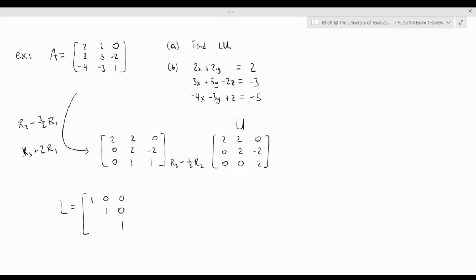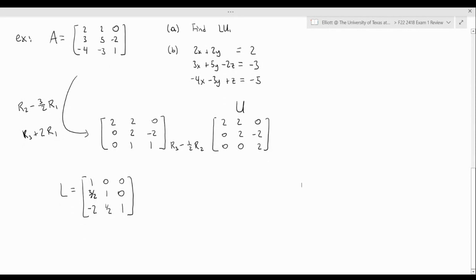And then here, the multipliers that we used in the row operations are 3 halves. Here the multiplier is -2. So it looks like +2, but the multiplier is -2. And then here the multiplier is +1/2. And that's going to be L, okay? It might look a little bit weird, but the way that I just kind of thought of it was, take the number in the middle and just change the sign and put it into L, okay?